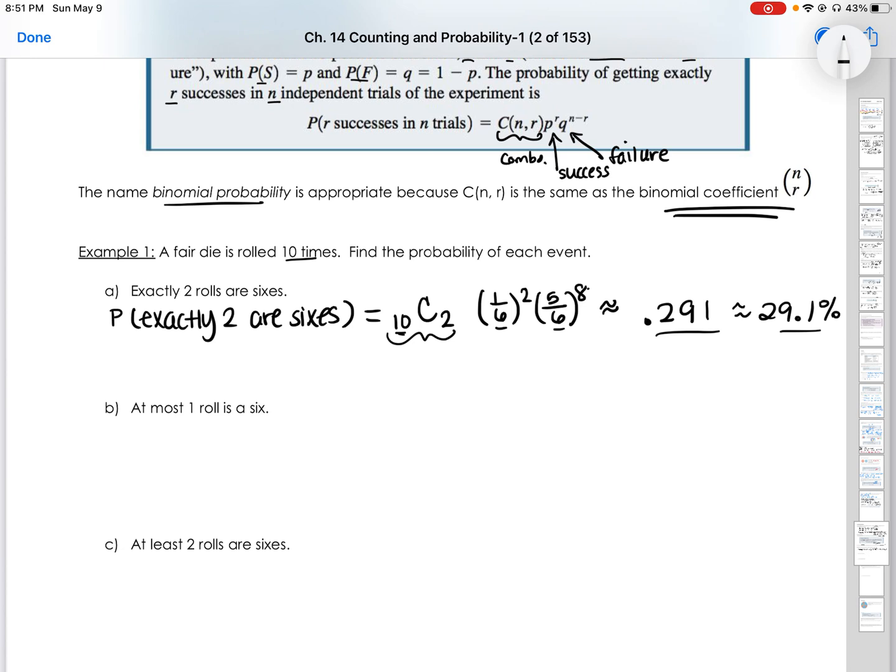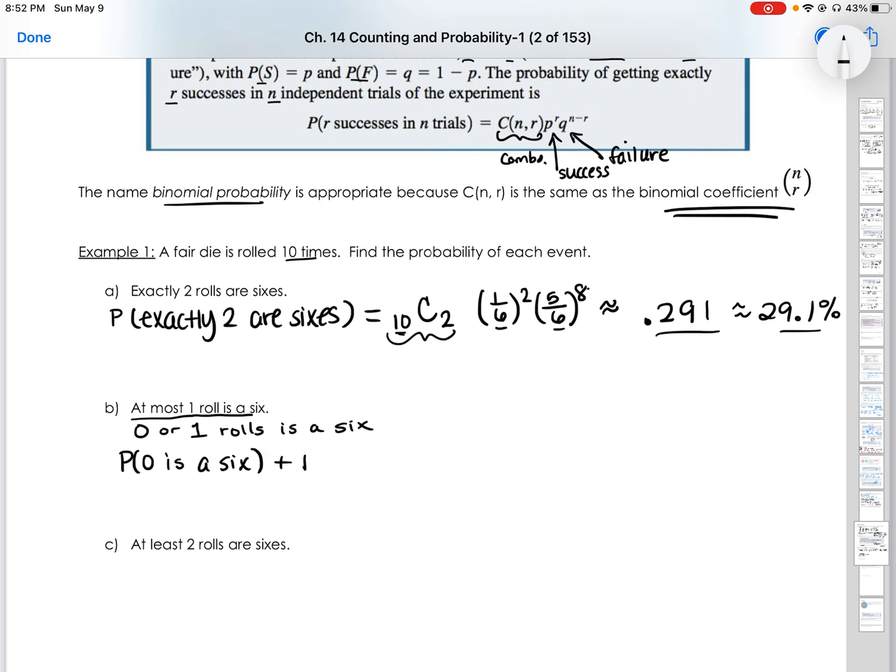At most, 1 roll is a 6. Okay, so we want to think about what that actually means. If at most 1 roll is a 6, that means 0 or 1 roll is a 6. Because if we have any more than that, then that doesn't fit our criteria here. So really we have a couple of things going on. What this means is 0 or 1 here. So we can add these probabilities together. We can do the probability of 0 rolls being a 6 or 1 roll being a 6.